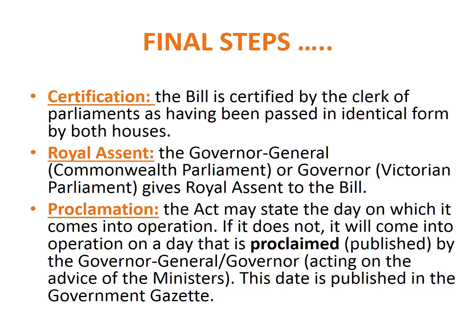However, if the act itself does not state the date on which it will come into operation, then the act will come into operation as a law on the day that is proclaimed, that is published by the Governor-General acting on the advice of the Commonwealth Government in the case of Commonwealth Acts, or the Victorian Governor acting on the advice of the Victorian Government in the case of Victorian Acts. In such a case, the proclamation date is published in a publication called the Government Gazette.